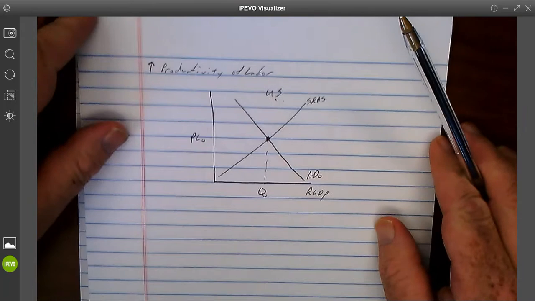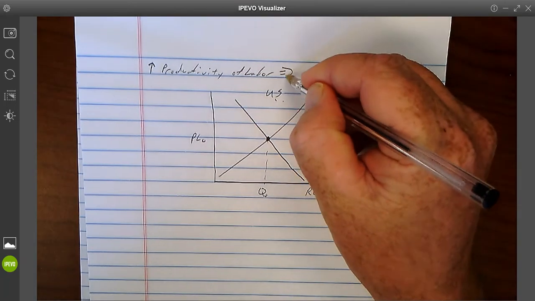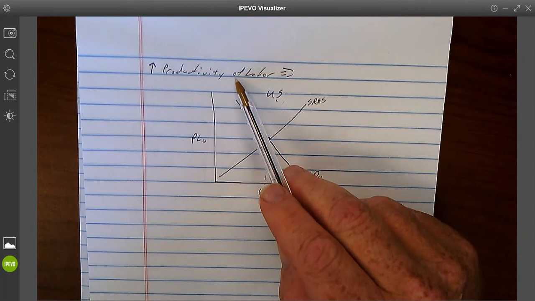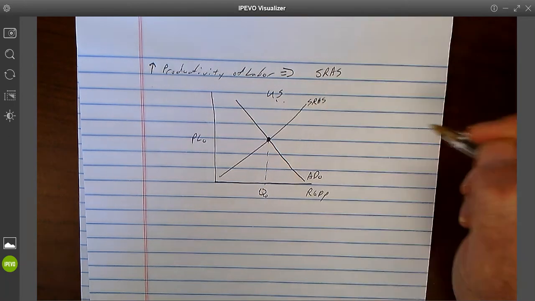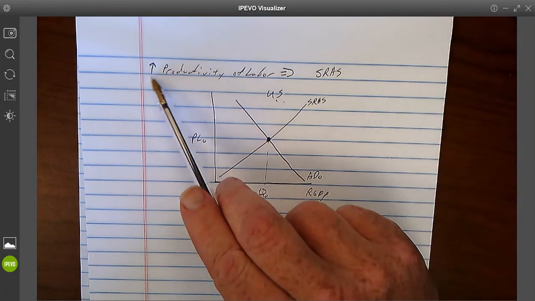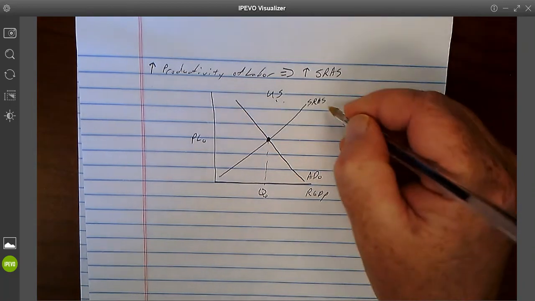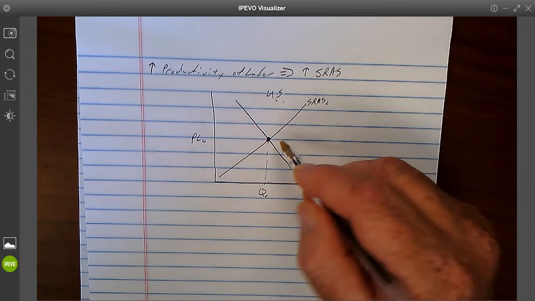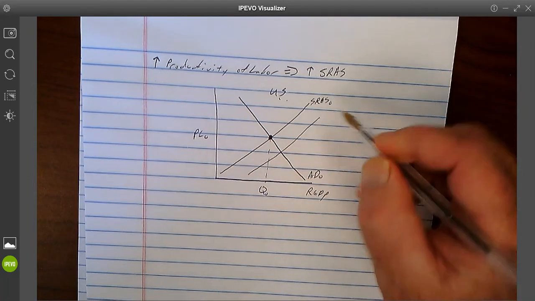All right, increase in the productivity of labor. Okay, well, that's one of those things that we were holding fixed in the short run for the short-run aggregate supply curve to look the way it does. Okay, so that's going to affect the short-run aggregate supply curve. Okay, it's going to increase it or decrease it. Well, you've increased productivity. That means we're going to produce more. Increase the short-run aggregate supply curve. So there's SRAS0. I'm going to increase short-run aggregate supply, so I'm going to shift it to the right.